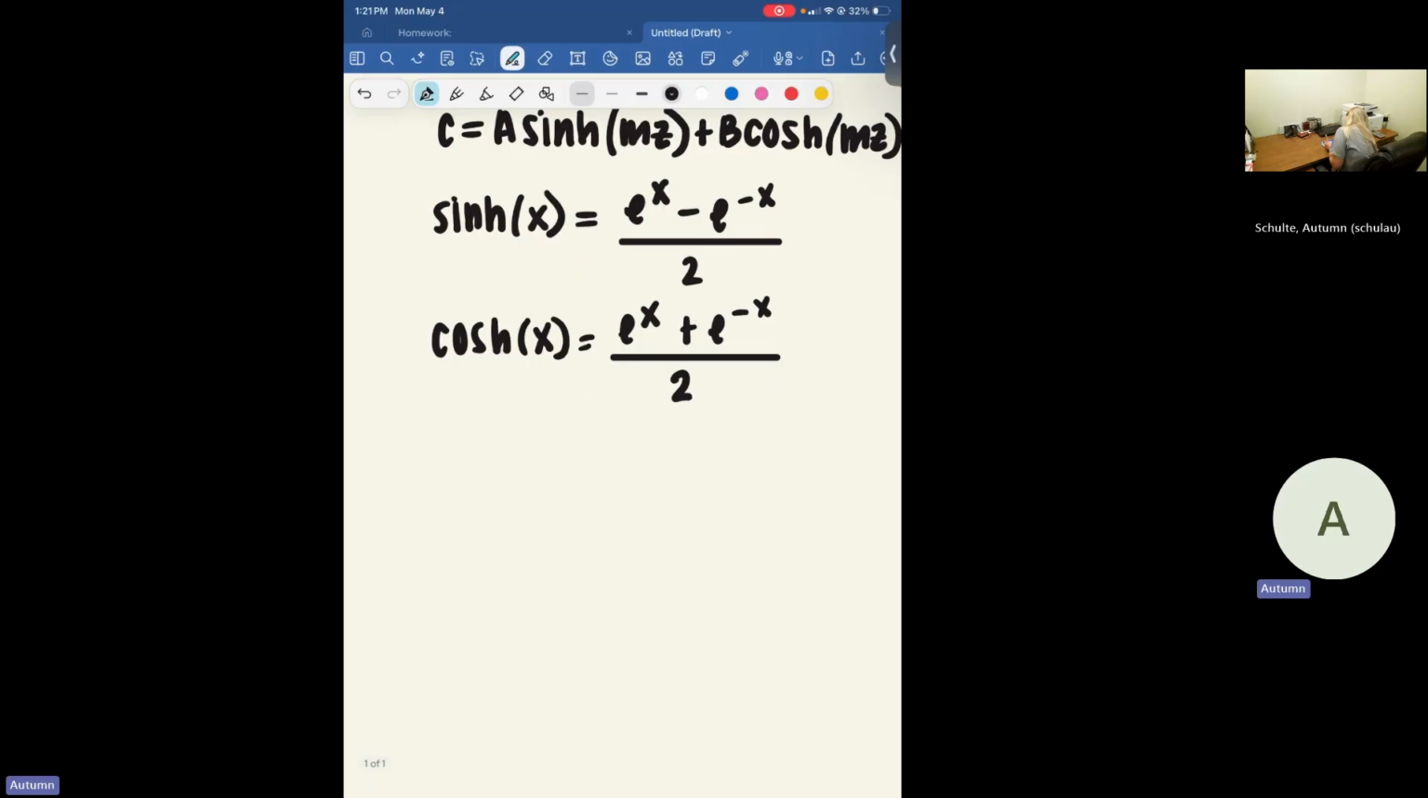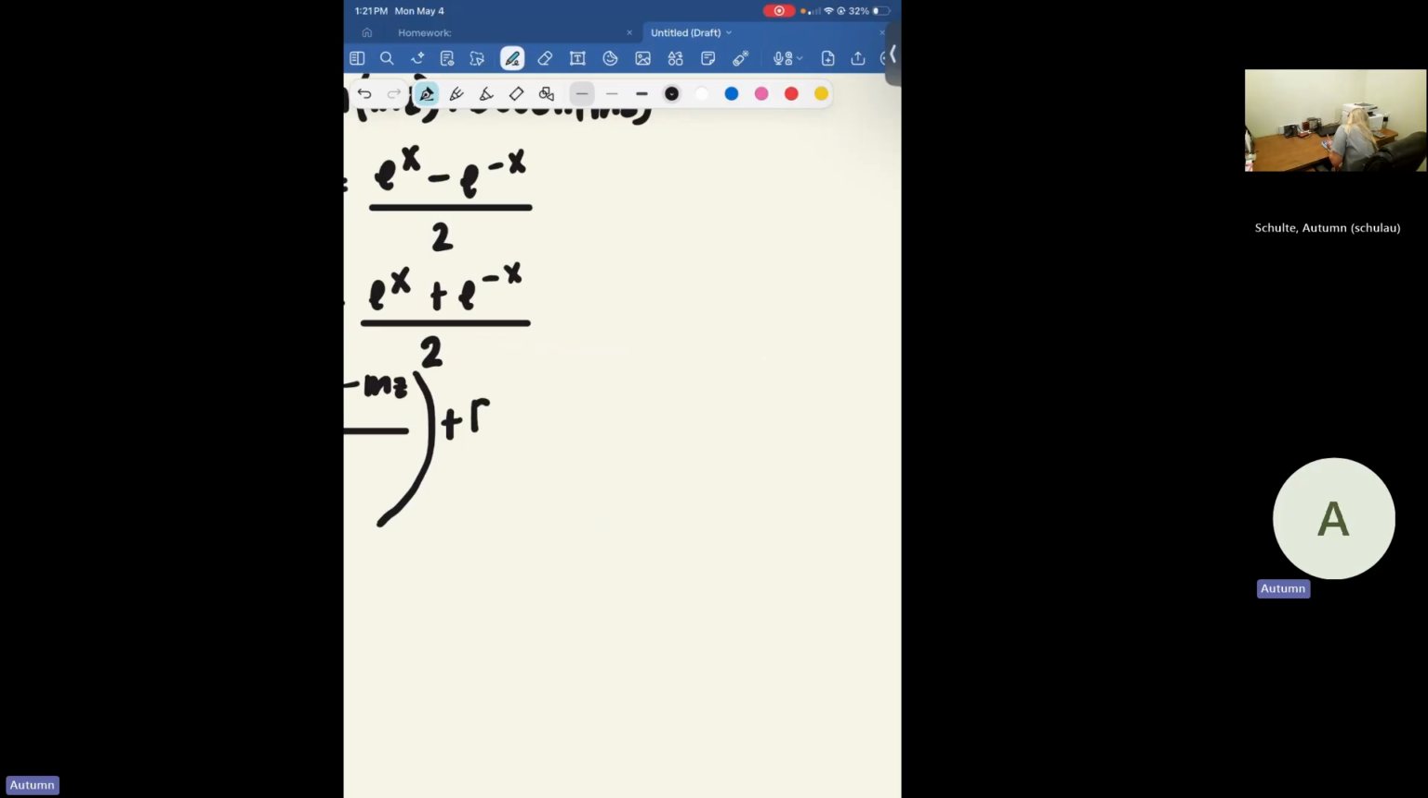This is going to be C is equal to A, some constant, multiplied by the hyperbolic sine of mz. So this is going to be e to the mz minus e to the negative mz divided by 2, plus our constant B multiplied by e to the mz plus e to the negative mz divided by 2.